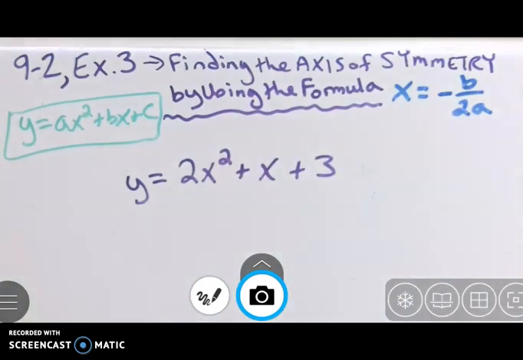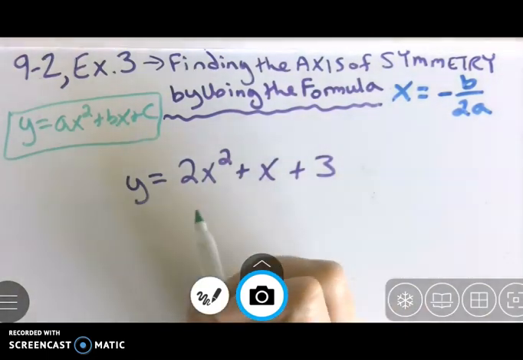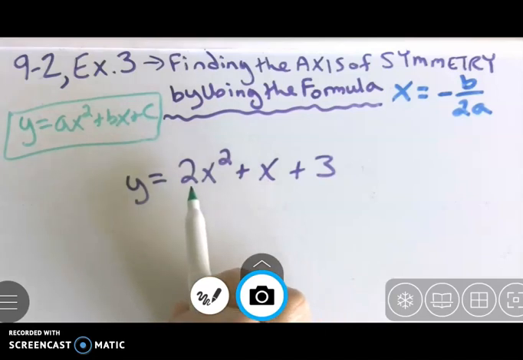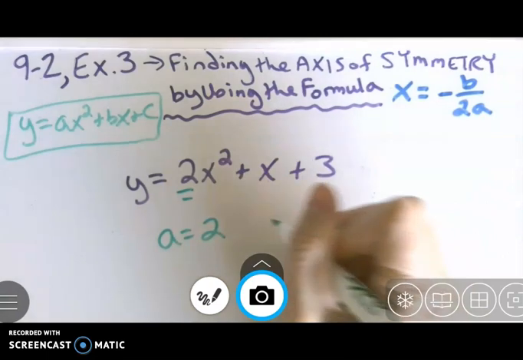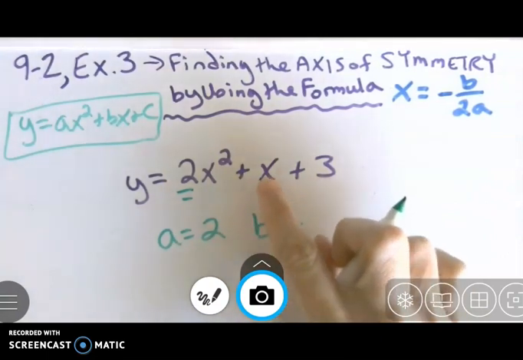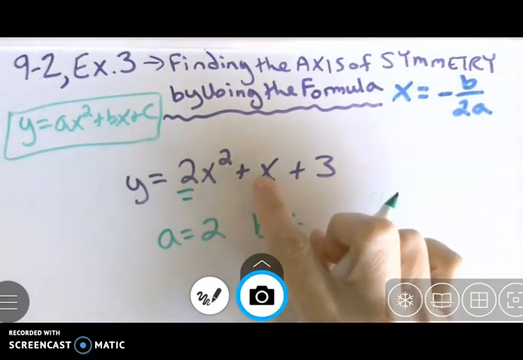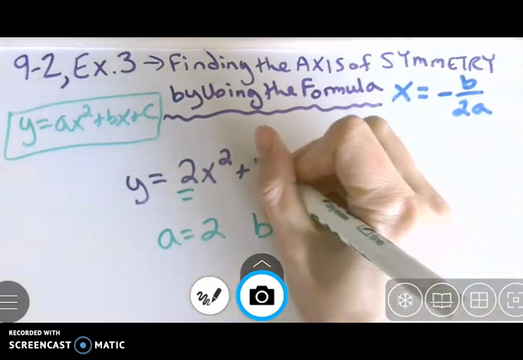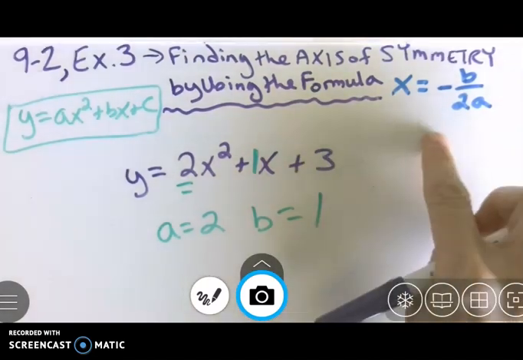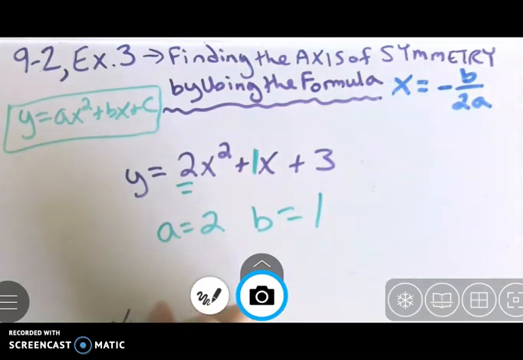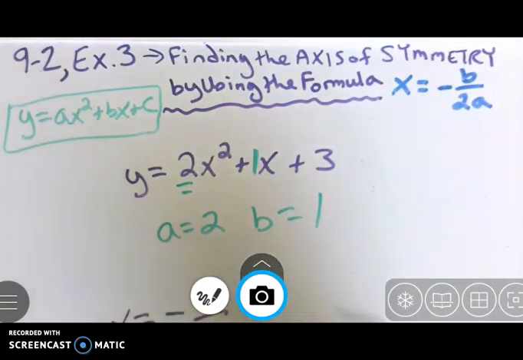Here, a is always the coefficient before x squared. So a here is positive 2. And then my b value is my coefficient before x. Here I don't have a coefficient, right? It's an imaginary 1. So b equals 1. Now I'm just going to use these values and substitute them into my axis of symmetry equation. So I have x equals negative b over 2a.